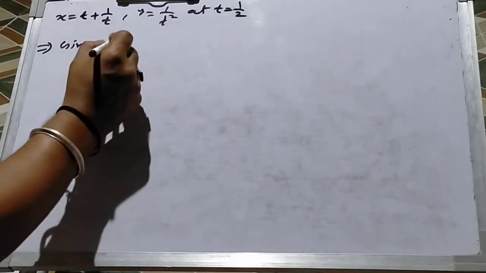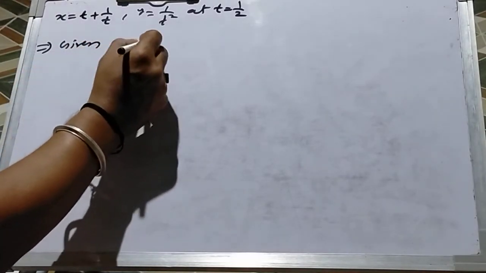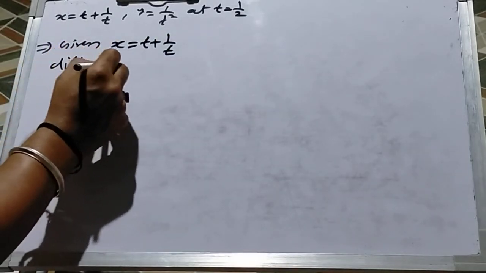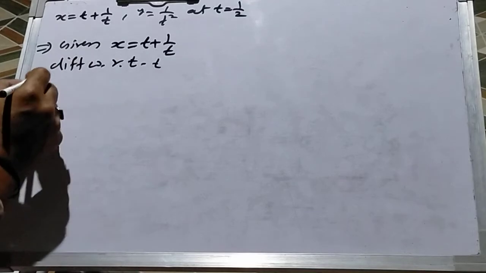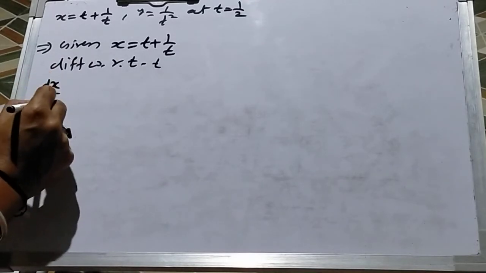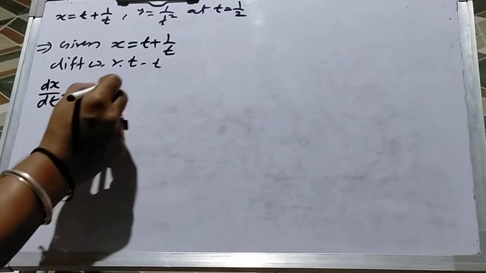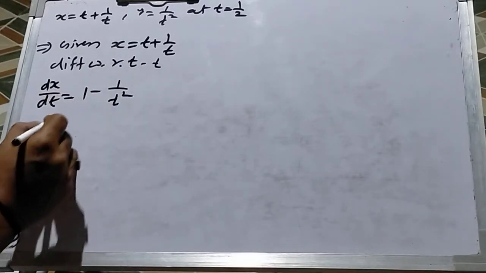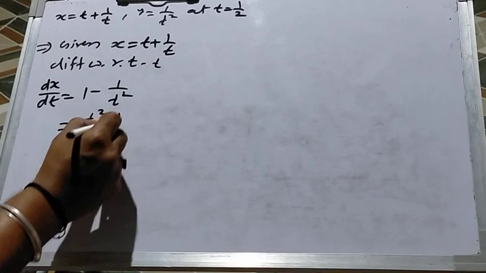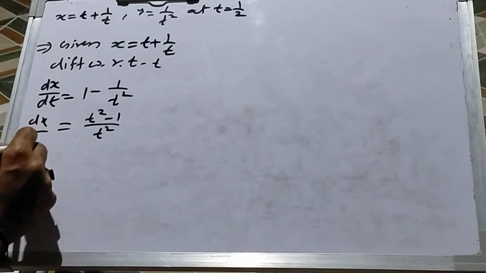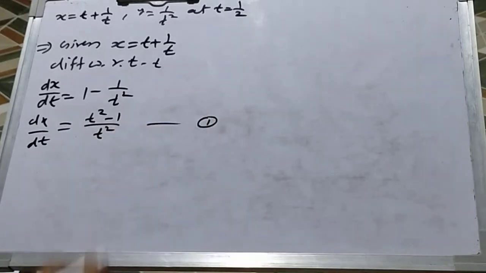So we are given first x is equal to t plus 1 divided by t. So differentiate with respect to t. So dx by dt is equal to the derivative of t, which is 1, and the derivative of 1 divided by t, which is minus 1 divided by t square. So this can be written as 1 minus 1 divided by t square. This is the value of dx by dt, call this 1.